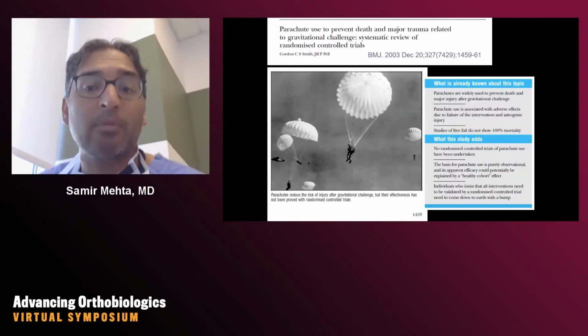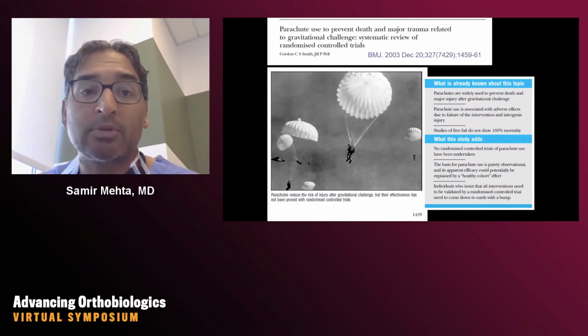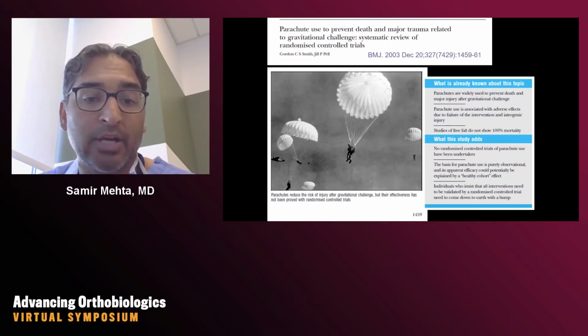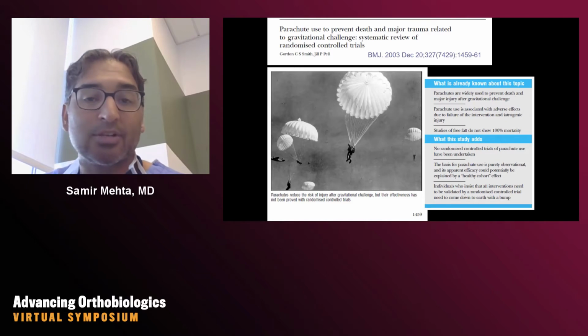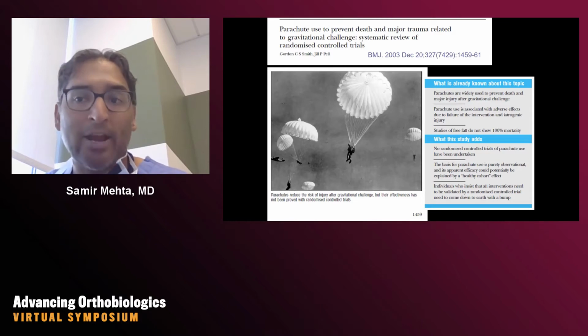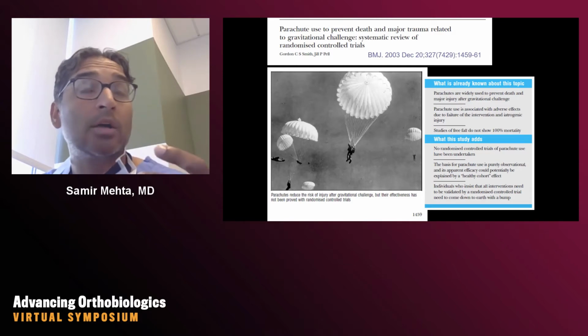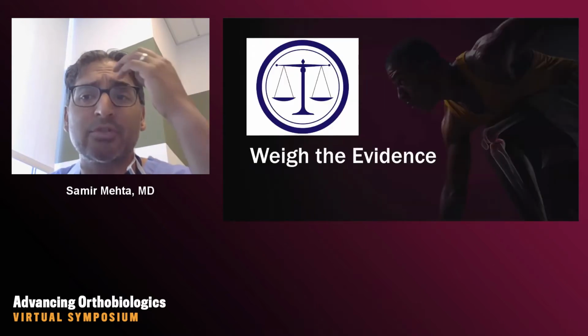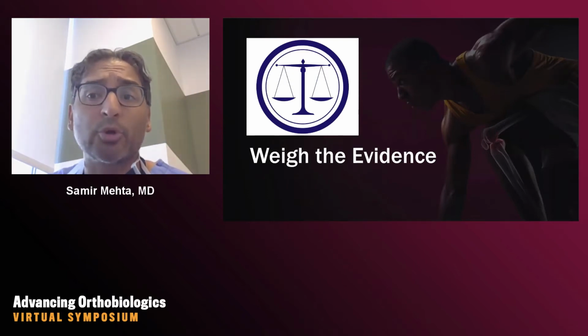I love this slide because it reminds me that data is really open to some interpretation. It's "Parachute use to prevent death and major trauma related to gravitational challenge: systematic review of randomized controlled trials," and the caption in this British Medical Journal article says, parachutes reduce the risk of injury after gravitational challenge, but their effectiveness has not been proved with randomized controlled trials. I find that somewhat comical, but it also reminds you that not everything has randomized prospective studies, yet we still comply with it. So I think it's important for you to weigh the evidence as you think about what you're going to do and how you're going to do it for your patient.